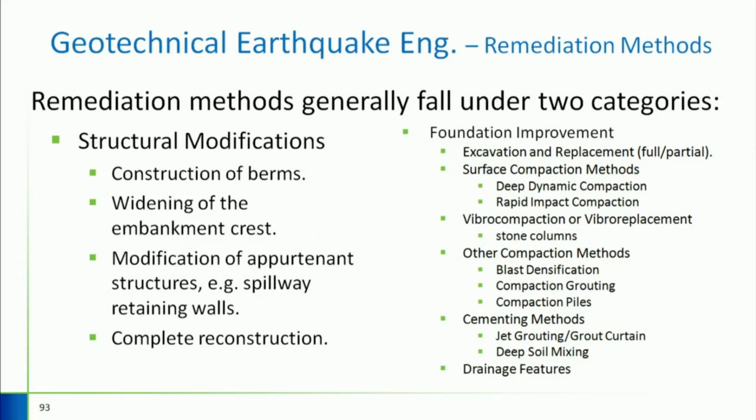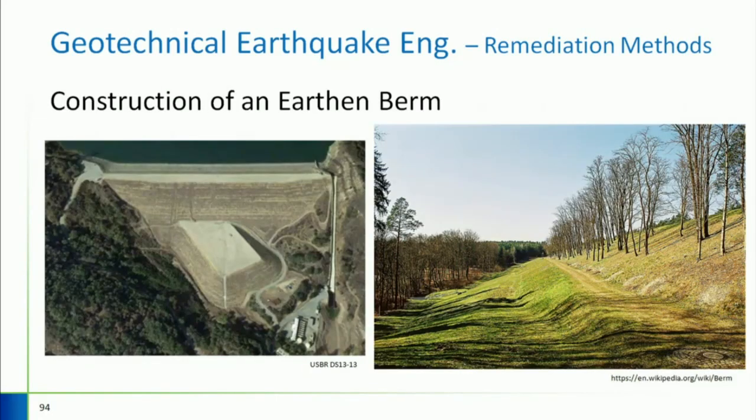Structural, we saw on the first dam that I showed you guys. It had an extra berm that helped prevent the downstream side from failing. That would have been a structural modification. You can modify appurtenances, all sorts of things. For the foundation improvement, it's typically either densifying it or putting something in it to make it more dense. Here's just an image of another berm, a couple different options there.